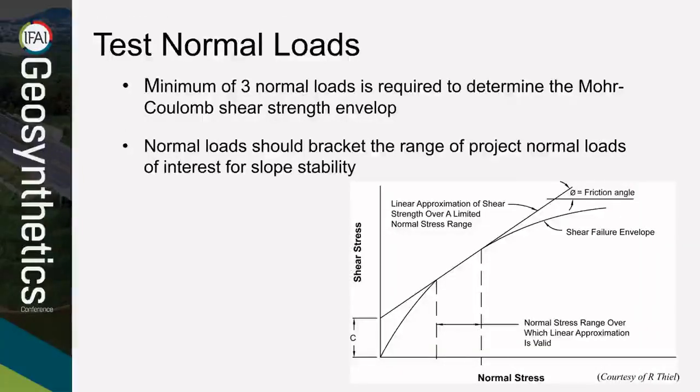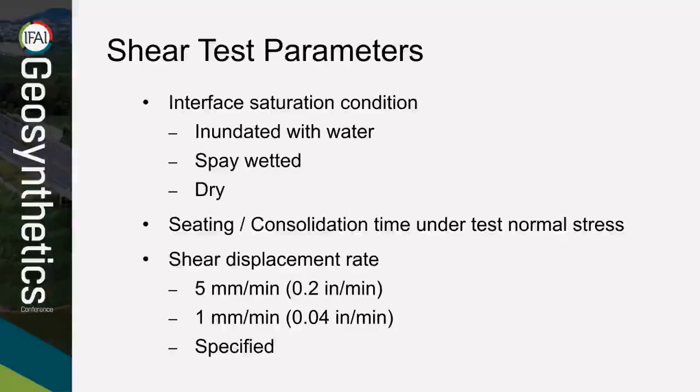For applied normal loads in which shear tests are performed, a minimum of 3 normal loads is required to determine the Mohr Coulomb shear strength envelope. These normal loads should bracket the range of project normal loads of interest for slope stability. Shear strength envelope plots provided in the shear stress versus normal load graphs are curvilinear. Thus, extrapolation of shear data beyond the range of normal loads tested would be unconservative.